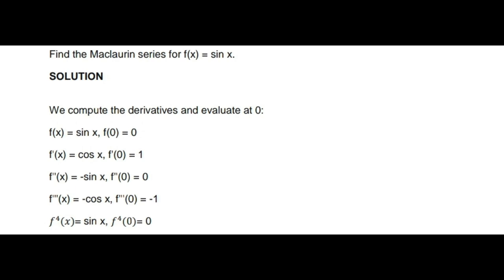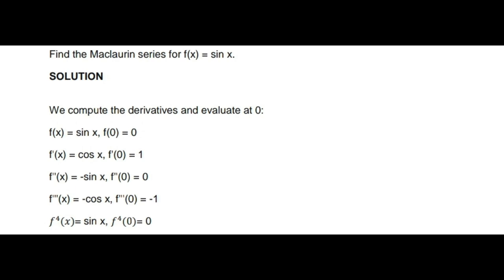And for our second derivative, we have negative sine x, as we base it on our first derivative, which is cosine x. And our second derivative at 0 is equal to 0. Now for our third derivative, we have negative cosine x. We base it again on our second derivative, which is the negative sine x. And our f of 0 in the third degree is equal to negative 1.